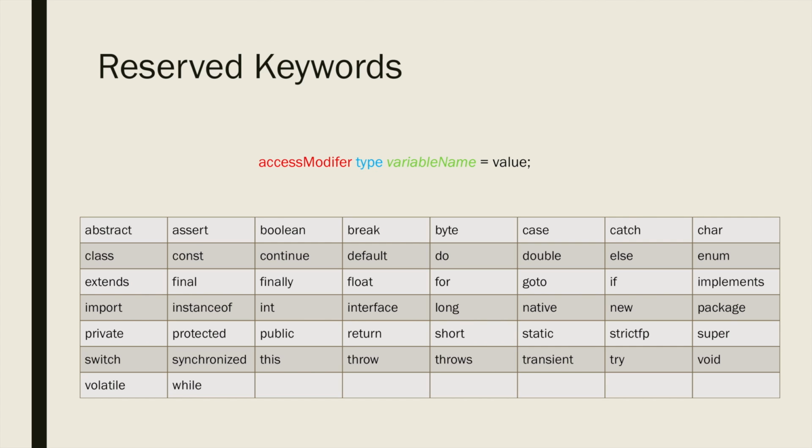Now, you can look through them and get familiar with them, but it's not necessary to put in the work into memorizing them. If you're running in an IDE, you'll get an error if you try to use one, telling you that you can't use a reserved word as a variable name. And over time, you'll just naturally learn them for normal use.